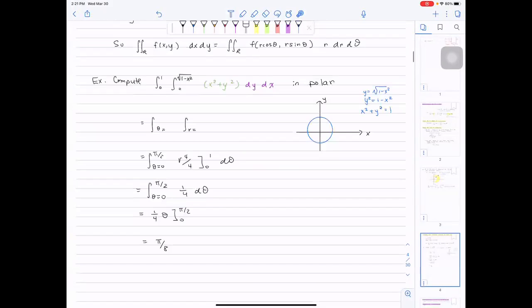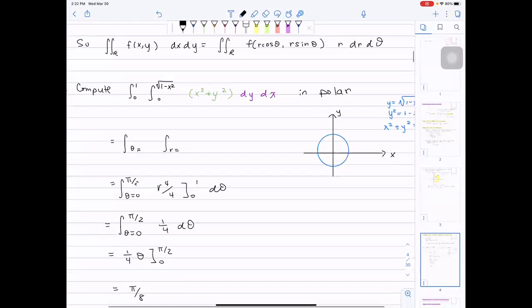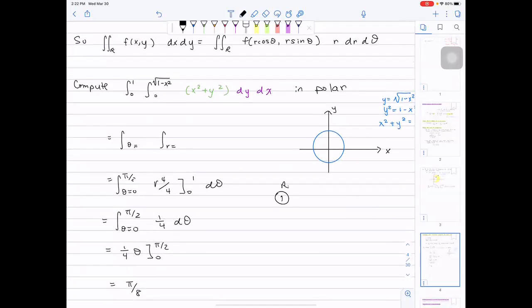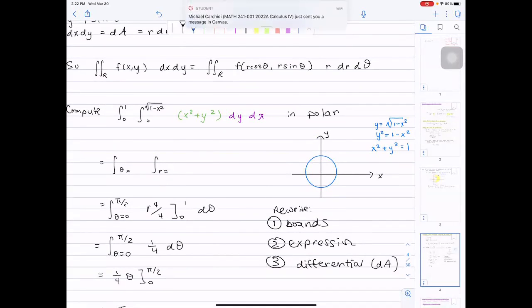Okay, if you were asked to compute this expression here in polar coordinates, there are 3 steps you need to do. First, rewrite your bounds. Second, rewrite your expression. And third, rewrite your differential, or in this case, our dA. So we have this shape here, our region, and we want to find the bounds for r.